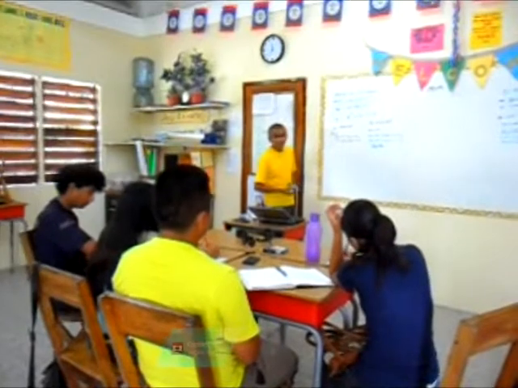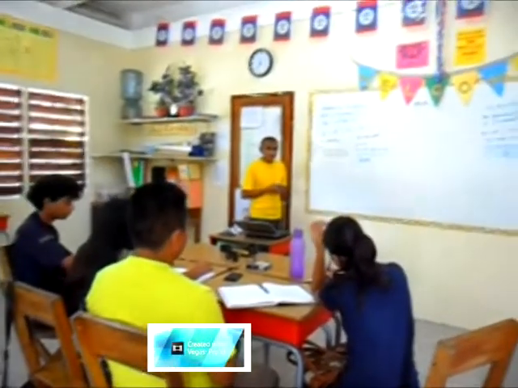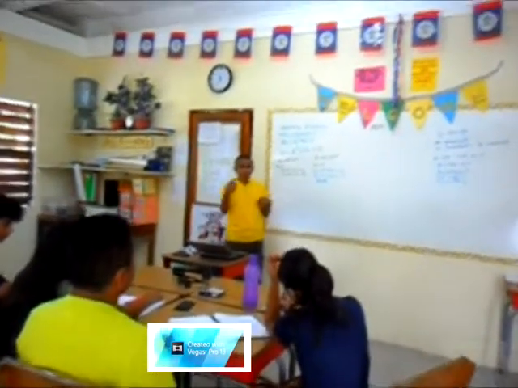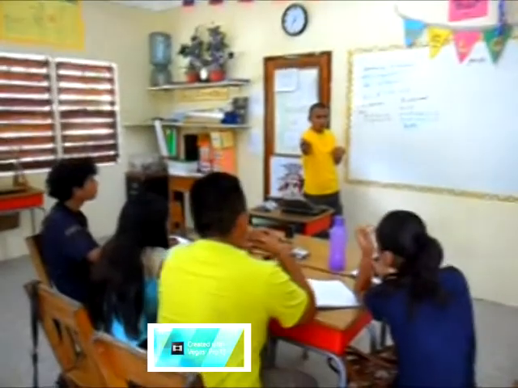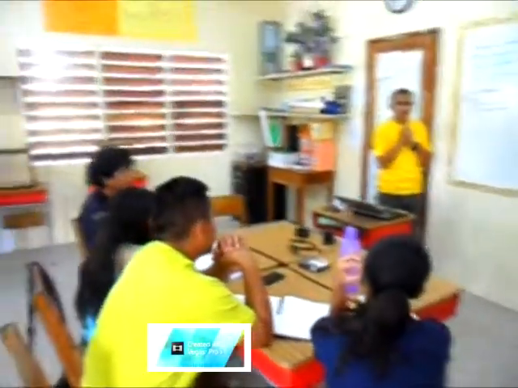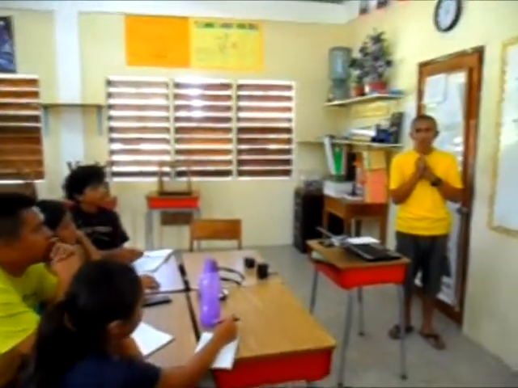Okay, now here, can this be factorized? Yes. You need two numbers that when multiplied give you the constant, and when added give you the coefficient of x.